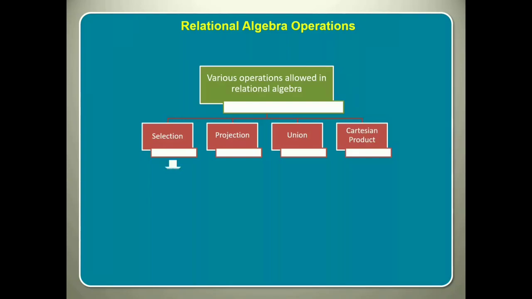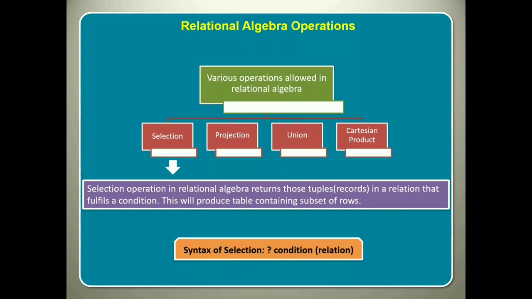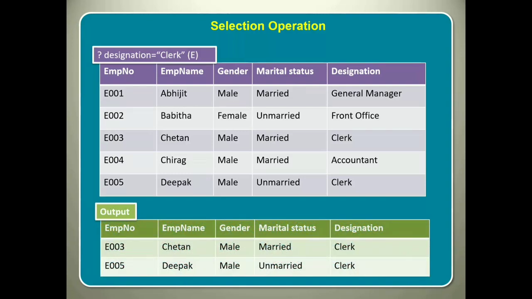First is selection. Selection in relational algebra returns those tuples, records, in a relation that fulfills a condition. This will produce a table containing a subset of rows. Syntax of selection is sigma, condition, relation. Example, the table E for employees, relation, employees. Here, if you have the condition as shown on the screen, then the output of the selection operation will be all the records having designation as clerk.